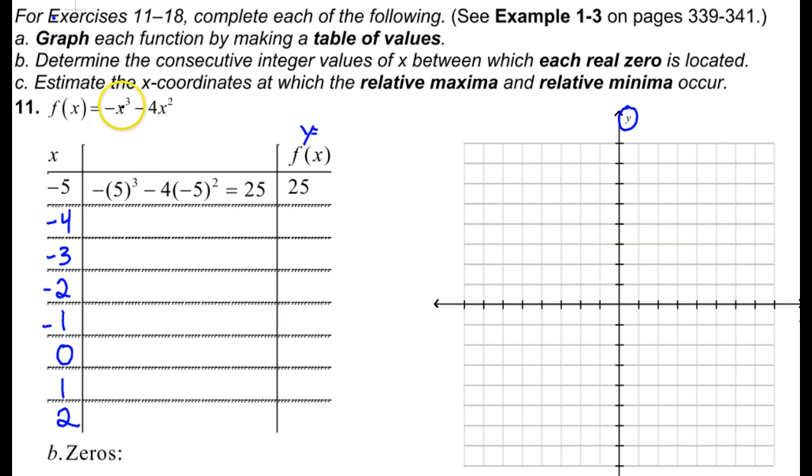Plugging into negative x to the third minus 4x squared. And it's somewhat tedious, repetitive work, but it could tell us a lot of information. So what did we get here? First of all, it's important to see what we got here. Let's see. Now this would be negative 125 minus 100. Is that right?